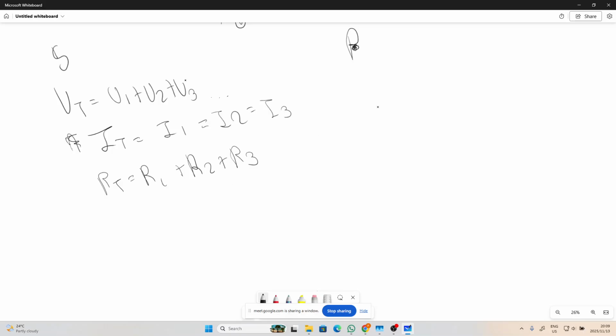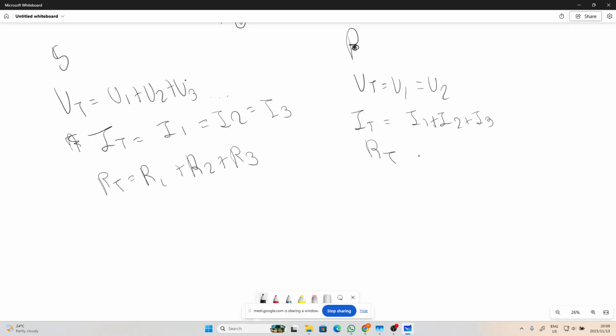Parallel: V total is equal to V1 is equal to V2, stays the same. I total is I1 plus I2 plus I3. Each branch gets a split current, each branch gets full voltage. In series, each component gets split voltage, each component gets full amperage, compared to a parallel.